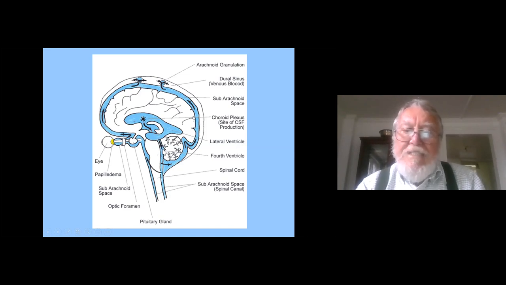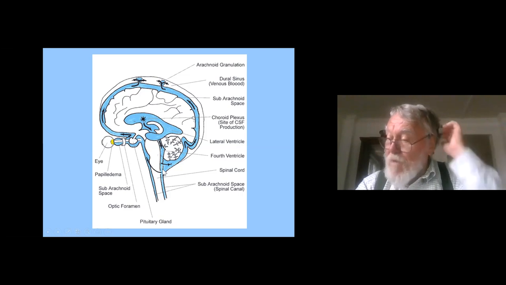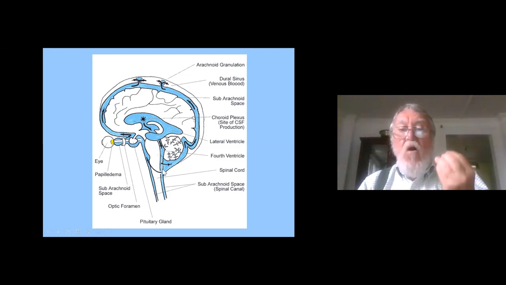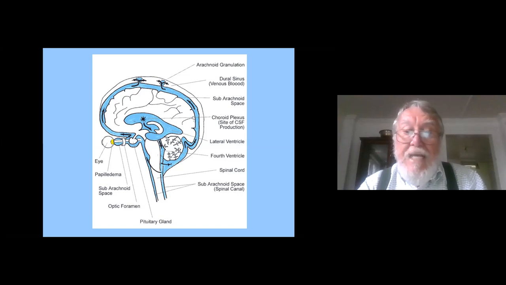So now the CSF would be flowing out of the lateral ventricles through the foramen of Monro into the third ventricle, into the cerebral aqueduct, into the fourth ventricle. When you get to the back of the fourth ventricle, there are only four possibilities where the CSF can go. One possibility is it can still stay in the central nervous system. That is, some of the CSF flows from the fourth ventricle down into the ventricular component of the spinal cord. That is called the central canal. So some of the CSF will go down into the central canal.